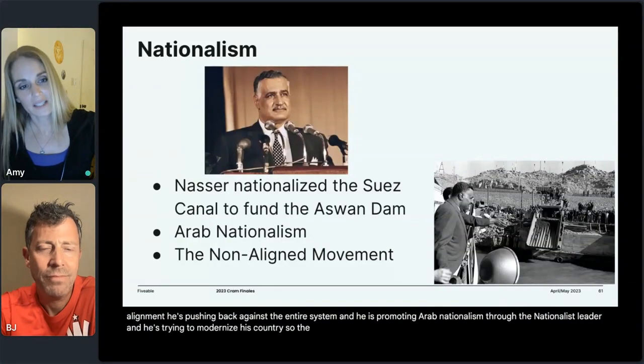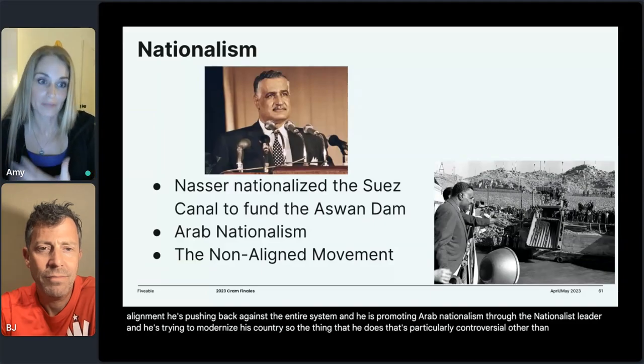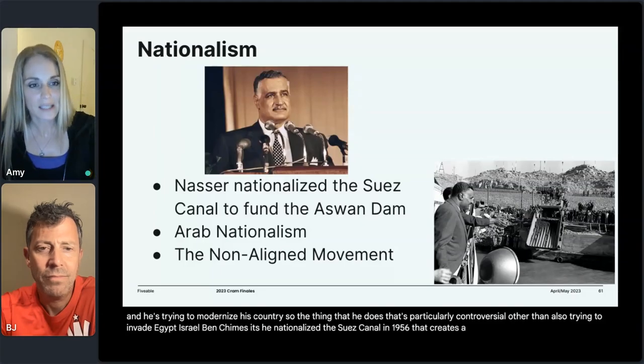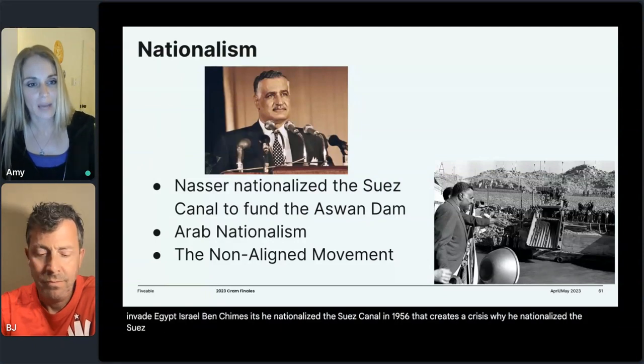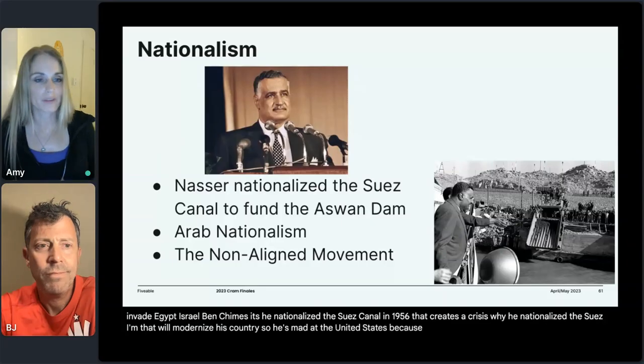So the thing that he does that's particularly controversial, other than also trying to invade Israel a bunch of times, is he nationalizes the Suez Canal in 1956, which creates a crisis. Why he nationalizes the Suez Canal is to raise money in order to fund a dam that will modernize his country. So he's mad at the United States because the United States won't fund the dam.